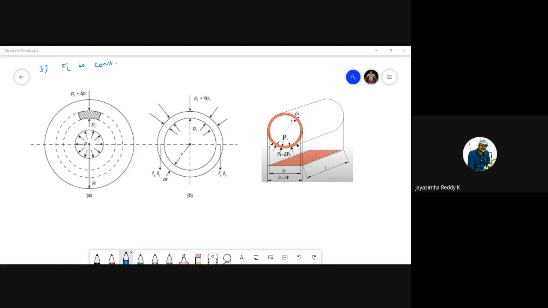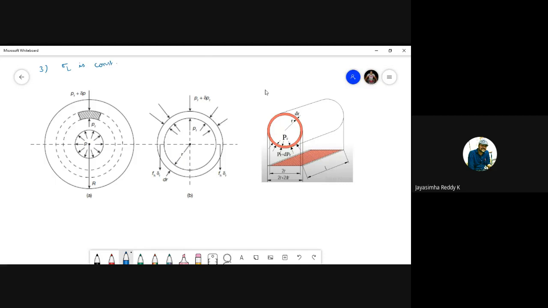That is, if d by t is less than 20, then we call it a thick cylinder. We have also observed that in thick cylinders we'll be considering radial stress, hoop stress, and longitudinal stress. There will be three types of stresses acting in a thick cylinder: longitudinal stress, hoop stress, and radial stress.